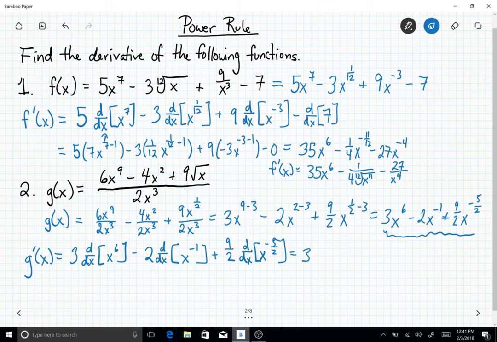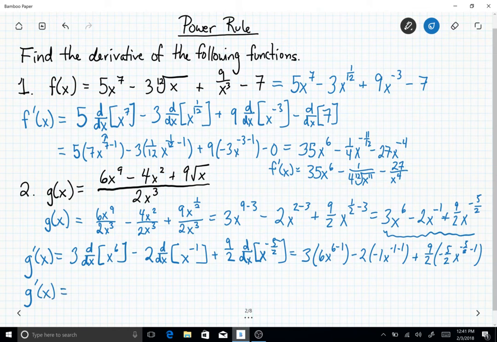We get 3, and then we'll go 6x to the 6 minus 1, close that one off, minus 2, and then we'll get negative 1x to the negative 1 minus 1. All we're doing is just applying that power rule every single time, and then plus 9 halves, and we'll get negative 5 halves x to the negative 5 halves minus 1, and close it off. And so at the end of the day, what do we have? This is g prime of x, and we'll simplify all this in one shot. 3 times 6 is 18. X to the 6 minus 1 makes x to the 5th.